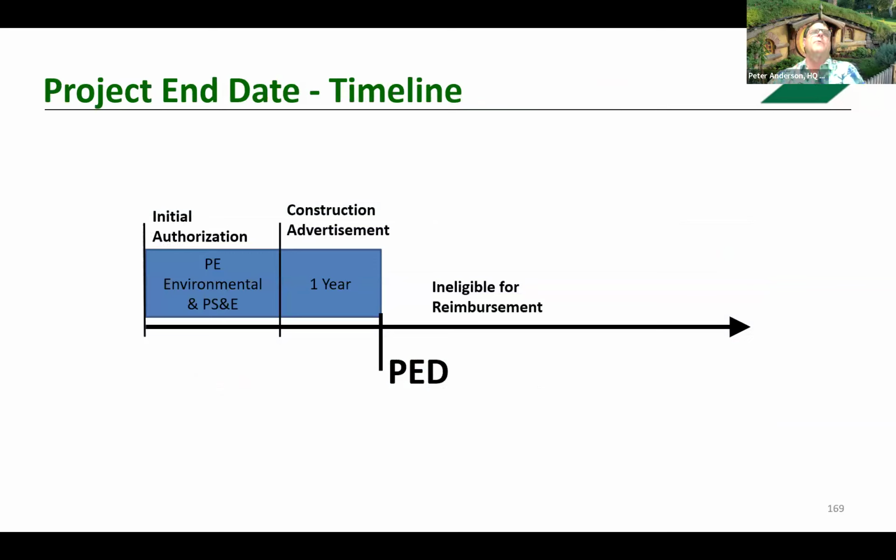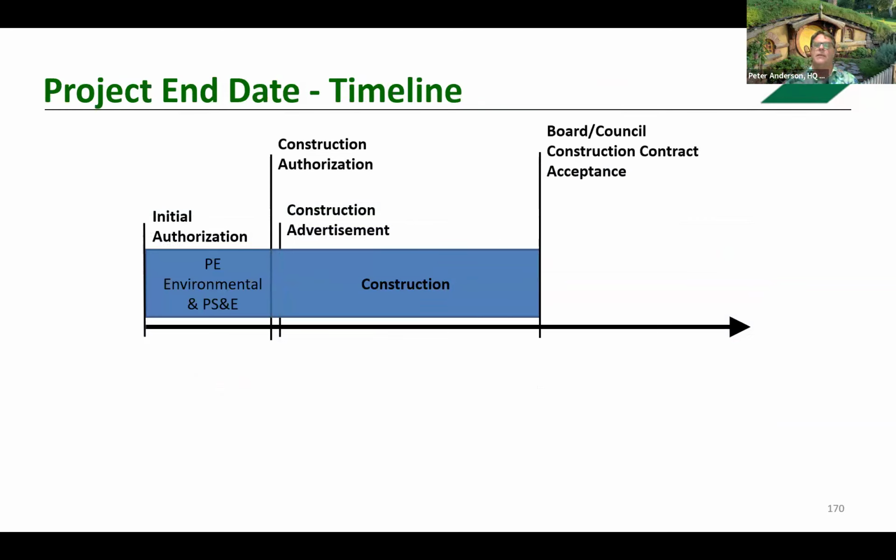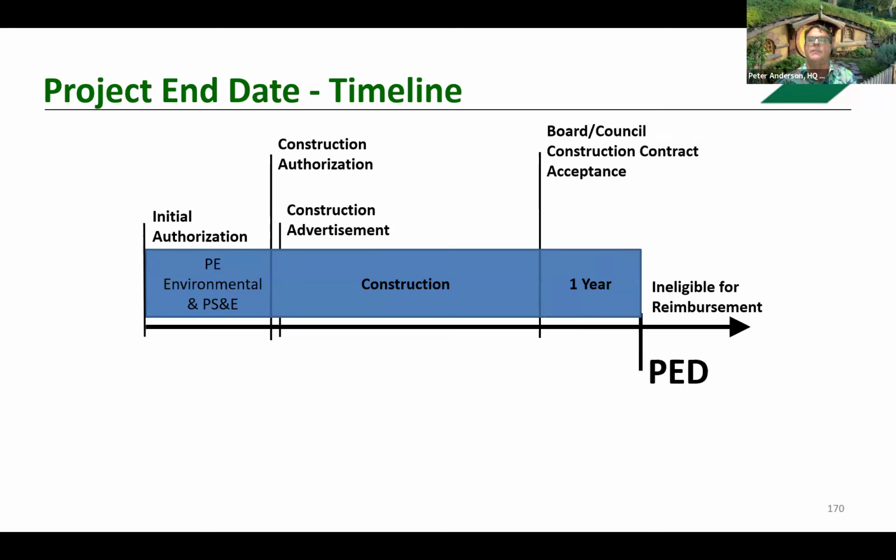And of course, that risk PE does not apply. So as a reminder, the initial PE was based on the PE phase and using the construction advertisement date as the phase completion. 1 year was added to establish the PE. For the construction phase, the construction authorization must occur before construction advertisement. And the construction phase completion date is the board or council construction contract acceptance. And then 1 year is added to that date. And now our PED has been established.